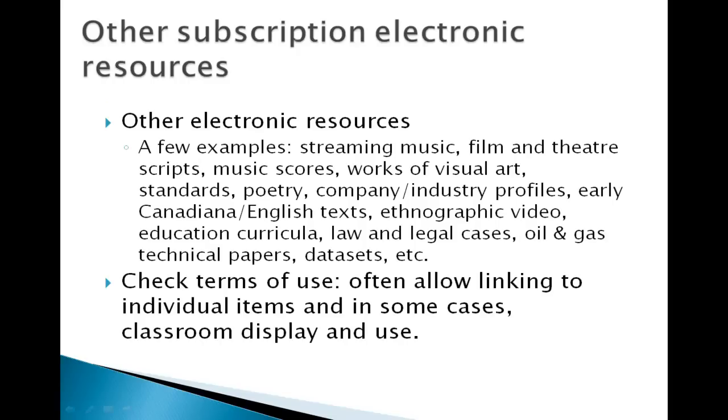Other subscription electronic resources available through the library, as I mentioned, include all different kinds of formats of materials. So streaming music, film and theater scripts, music scores, poetry, company profiles, legal cases, technical papers, a great number of resources. And many of these resources also allow you to build direct links to specific items. So for example, for a music course, you can link to hundreds of thousands of individual tracks of recordings. And the same applies for many of the other types of sources listed on the screen. So check the terms of use and have a look in the database. There likely will be some guidance on building those links. And again, contact the Library Information Desk for assistance.